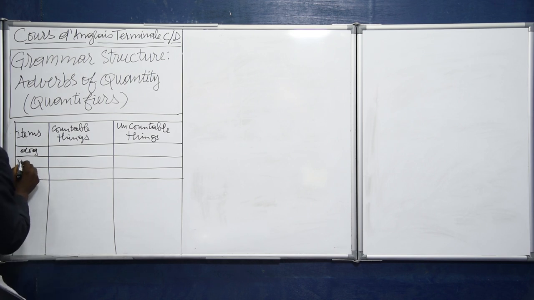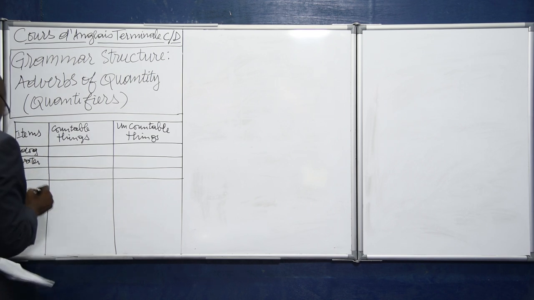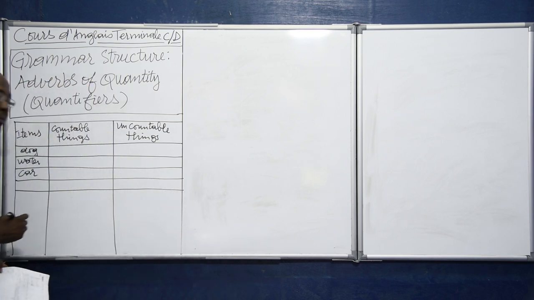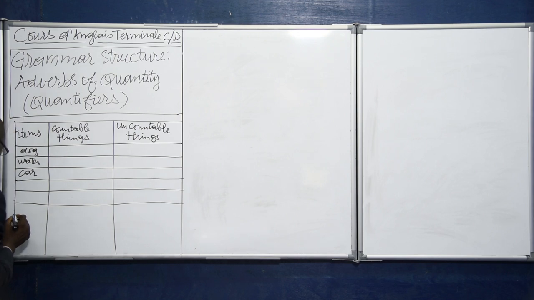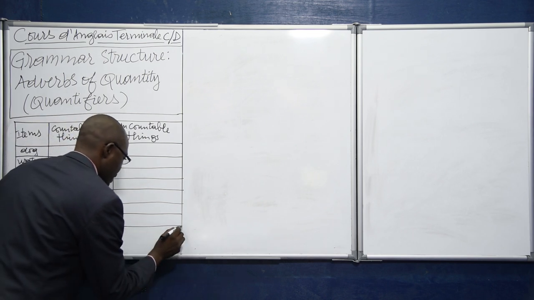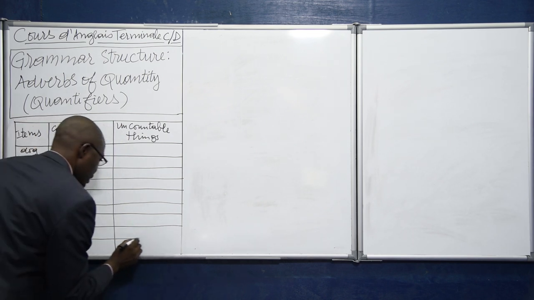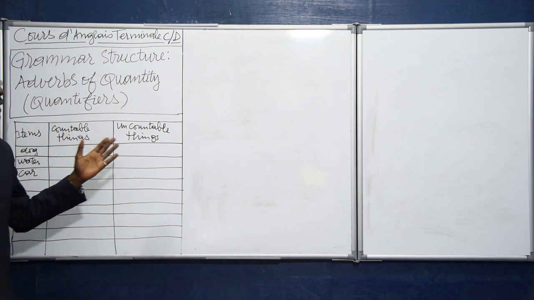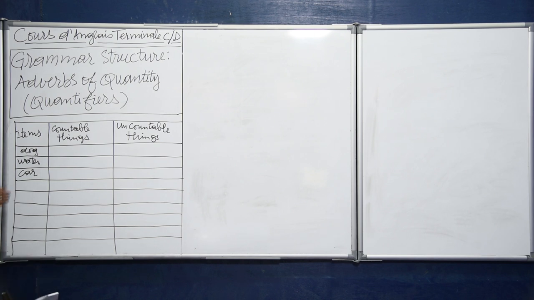We have water. We have car. Let's continue like this. Oh, I hope I'm drawing very well. Let's stop here, for example. Here we have items. It is about quantifiers. We have countable things and uncountable ones. So the first example is dog. The second one is water. And the third one is car.